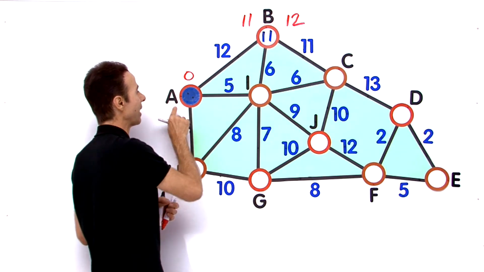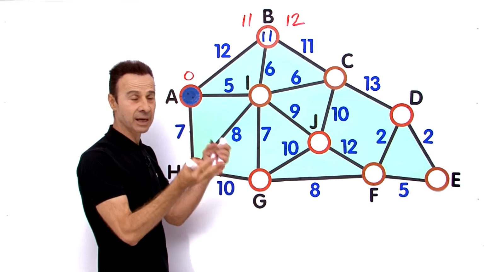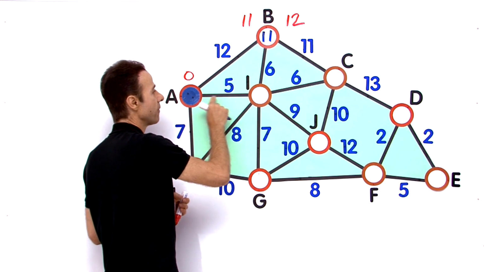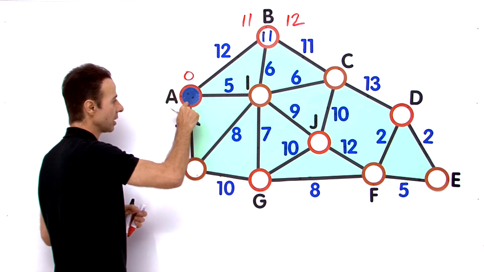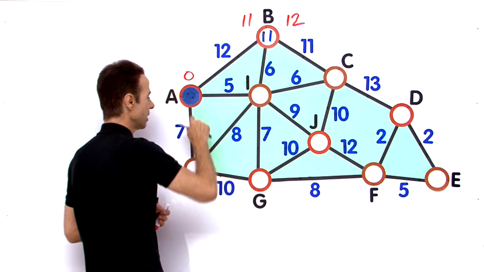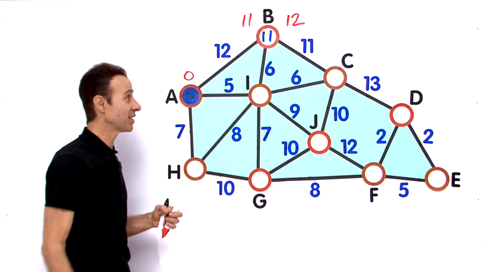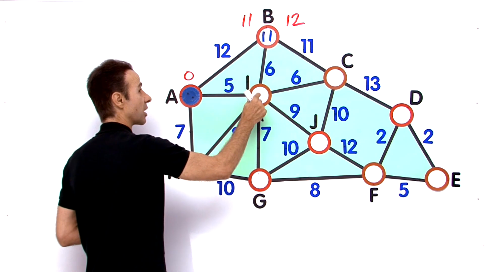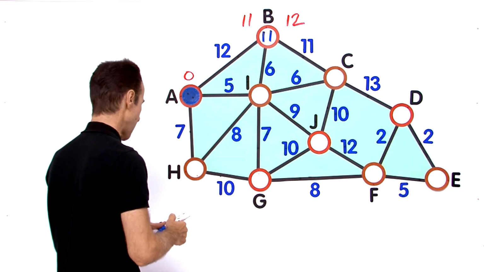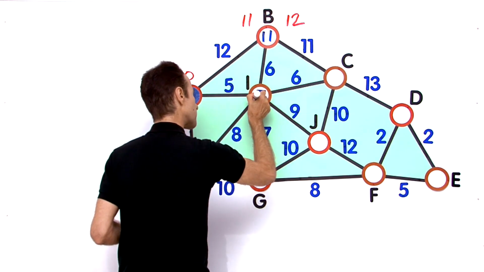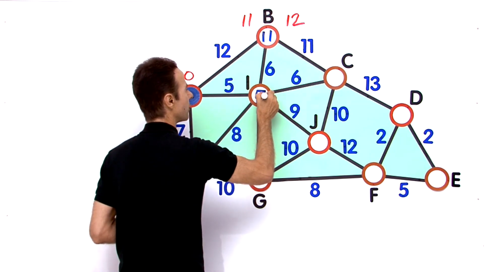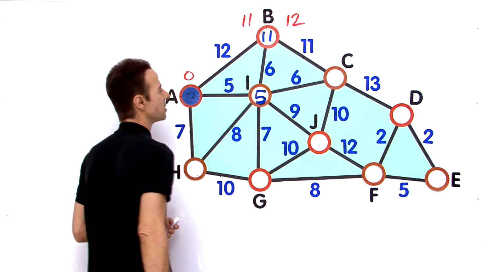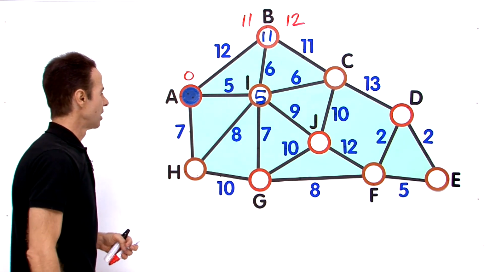Let's explore now A to I. Let's look at the likely paths. We've got A to I, 5 directly here. Or we could get here, we can go 7 and 8 to get there. Now 7 and 8 is 15. That's a lot more than 5. So it looks like 5 is going to go in there. So I'm going to put a 5 in there. There's our 5. Looks a bit like a 6, but it's a 5. Okay, it's a 5.